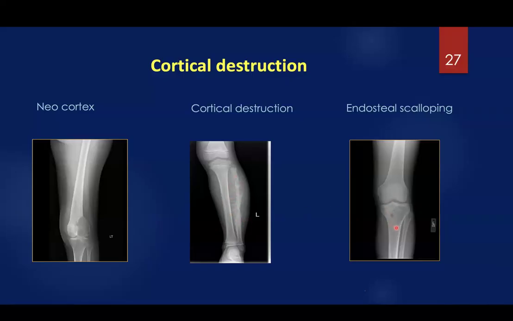Here in this lesion, it's a geographic region. It's not destroying the cortex, but if you look at the endosteal surface from inside, this is what we call endosteal scalloping. So translate this into biology. This is more active, but still not malignant enough to destroy the cortex.